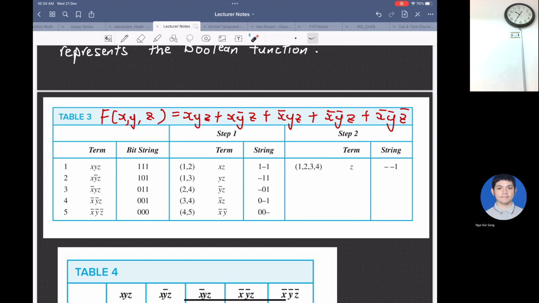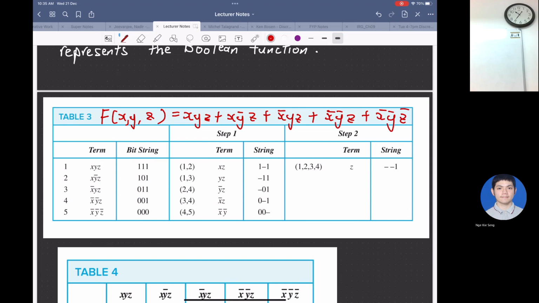Yeah. So you keep doing it for 2, 4, 3, 4, and 4, 5. Okay. 4, 5 differ in Z, so Z disappears. Okay. So you can keep going on, and then you keep combining these adjacent 2 cells. So for example, 1, 2, and 3, 4. Okay. So what does it mean by 1, 2, 3, 4 here? So 1, 2, 3, 4 actually come from where?